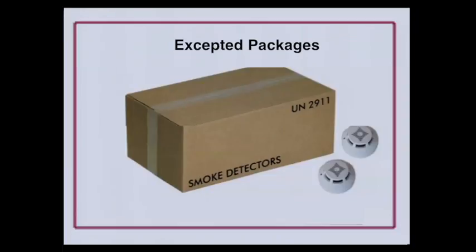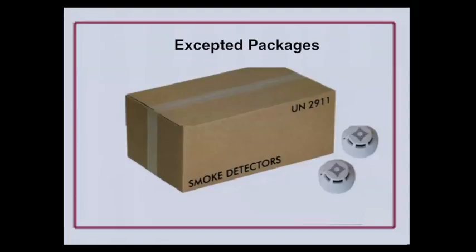Here's an example of an accepted package. Smoke detector, UN 2911, and if you look at the table, you'll see 2911 is accepted instruments and articles. The maximum dose rate on either one of those smoke detectors would be 10 mR per hour on the smoke detector itself, at 4 inches from it actually. But what's the maximum dose rate on the package? 0.5 mR per hour. 0.5 mR per hour, accepted package.